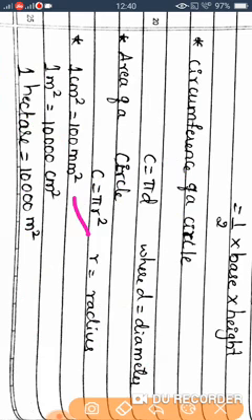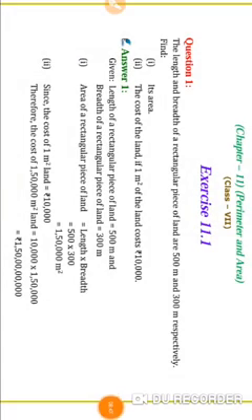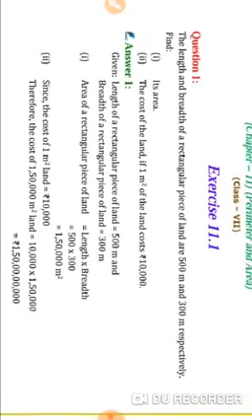In the same way, you can check 1 meter square is equal to 10,000 centimeter square. 1 hectare is equal to 10,000 meter square. So if you know all these, we can go for the solutions to the exercise. Okay, go for exercise 11.1. It is based on the rectangle, I think. So go for question number 1.